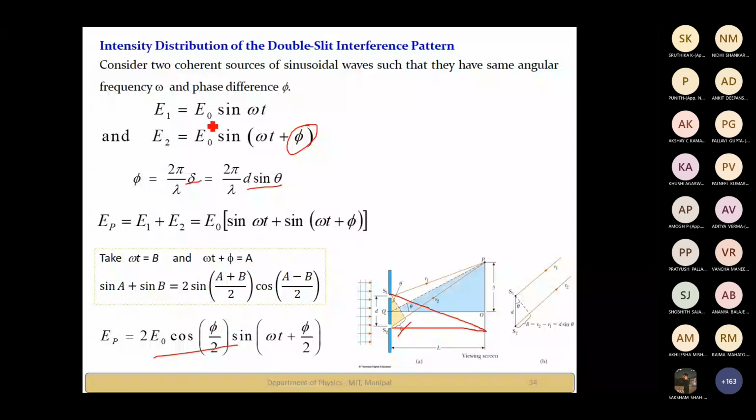individual waves arriving from slit 1 and slit 2 respectively, and 2 E naught cos(phi/2) is the resultant amplitude term, and this again is of a sinusoidal nature. The resultant is also sinusoidal, so this is the amplitude of the resultant wave produced, as we are assuming two waves. Okay, so generally in interference there will be n number of waves added at point P. Not just one wave will be arriving here. There will be n number of waves arriving at this point P and producing a particular fringe, maybe bright or dark. So this is the resultant of two waves, and this is the amplitude term.